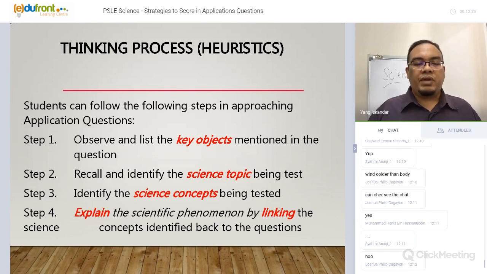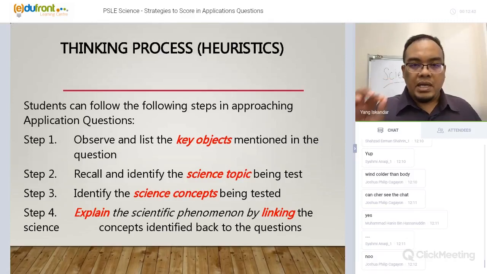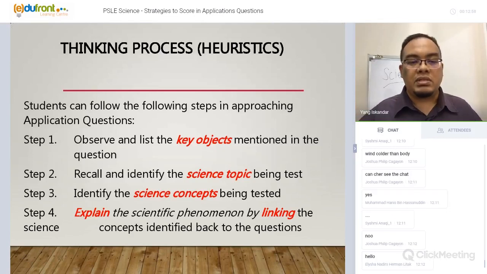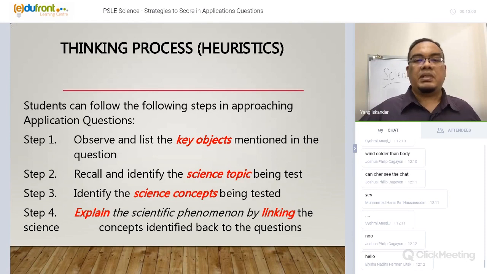Step number 1, very simple, observe and list the key objects mentioned in the question. So here, many students, when you are trying to do the question very quickly, you tend to miss out important keywords. Right, so it's very important in science exam, especially in application questions, you observe every single word that is given because they could be clues, and list the key objects mentioned in the question. What are the key objects mentioned?